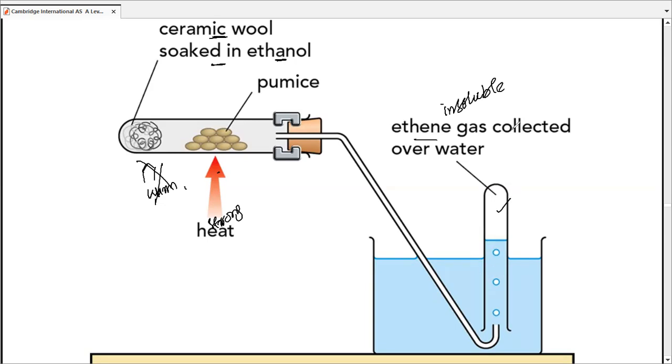Delivery over water is good for insoluble gases because they simply rise up. What happens with water is that if there are any dust particles that go along with the gas, water usually traps them. Being solid, they settle down at the bottom, and only the gas rises up in the tube. So that's a very good way to perform this experiment. I hope you get the idea.